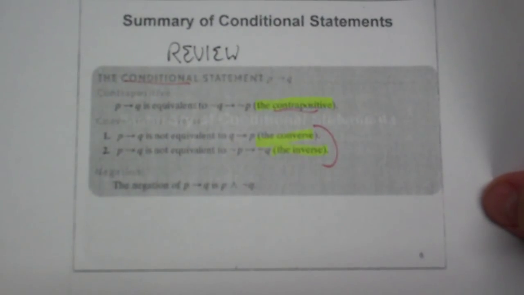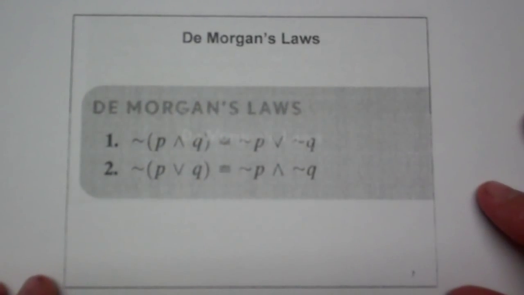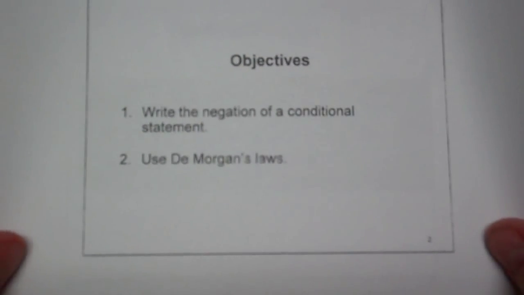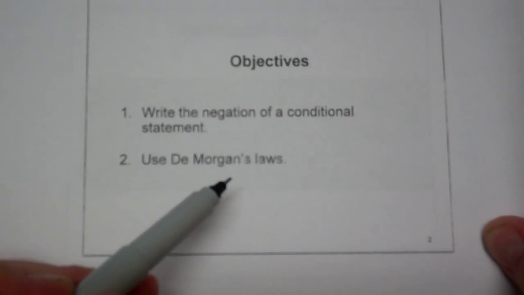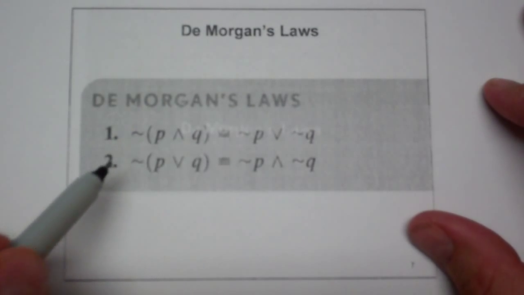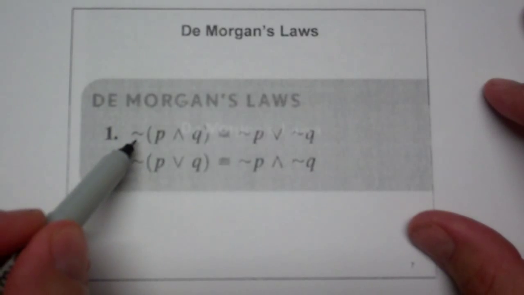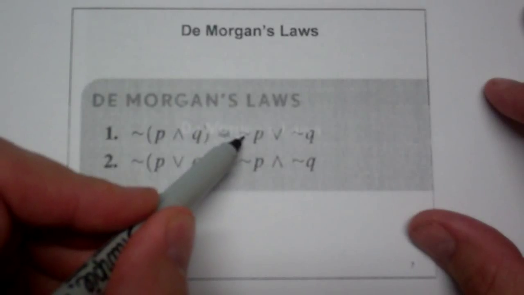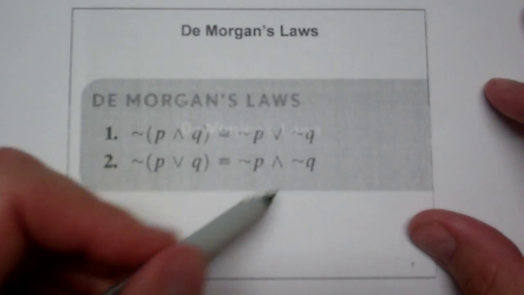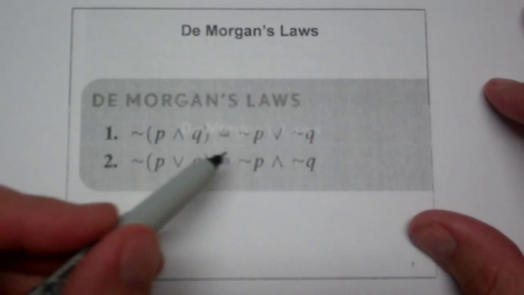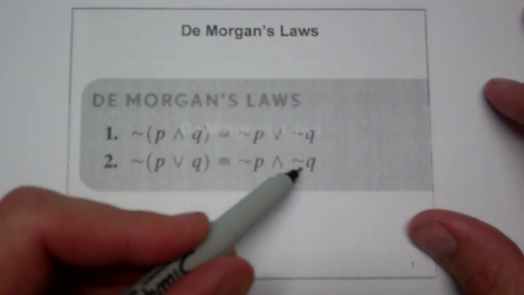Okay, so that brings us to DeMorgan's Law. Remember that's objective number 2. We want to be able to use DeMorgan's laws. So for DeMorgan's laws, we have not (P and Q) is equivalent to not P or not Q, and not (P or Q) is the same thing as not P and not Q.